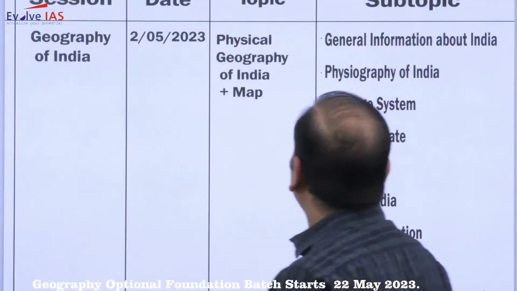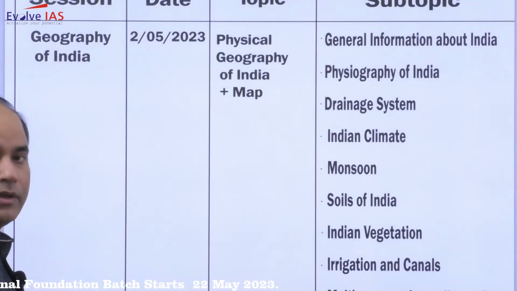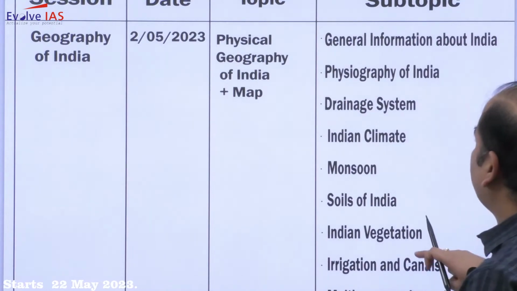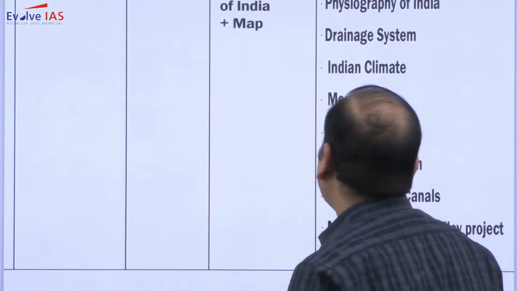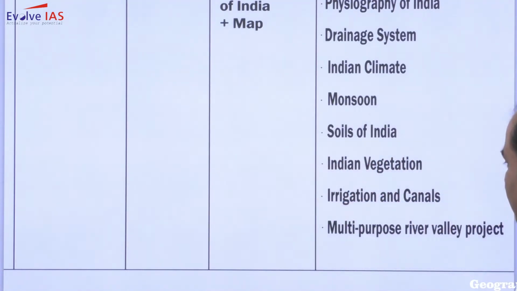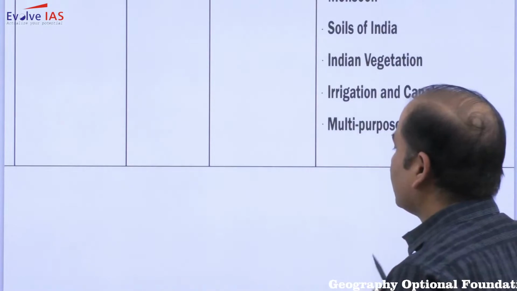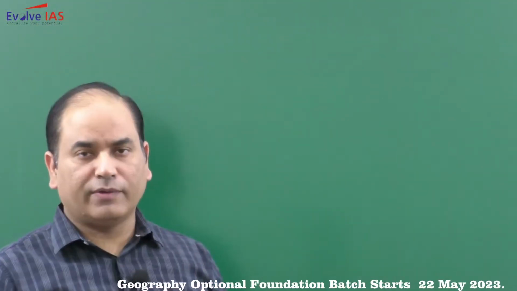Some of the important topics that we are going to discuss in today's session are the basic information about India, then physiography of India, drainage system of our country, climate of our country, monsoon, soils of India, Indian vegetation, irrigation and canals, and multi-purpose river valley projects. So these are the issues that we are going to take up in today's session. Before beginning the session, let me tell you some important information related to this topic, that is India geography.